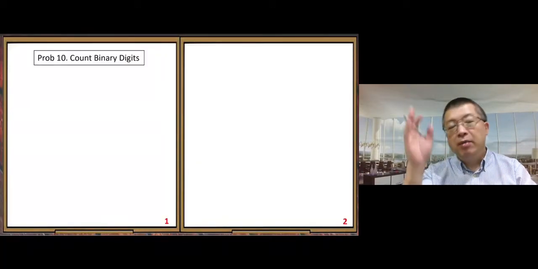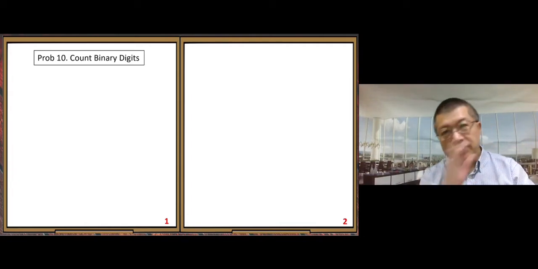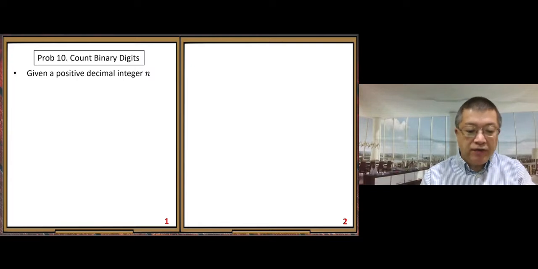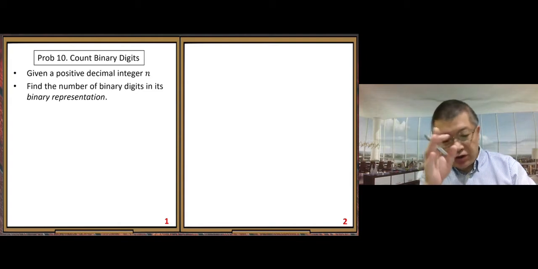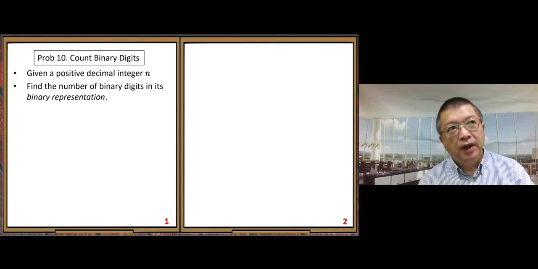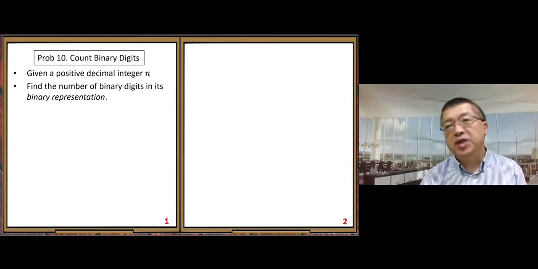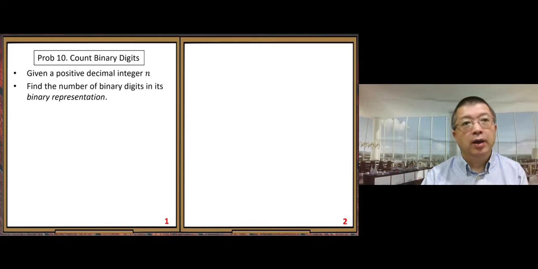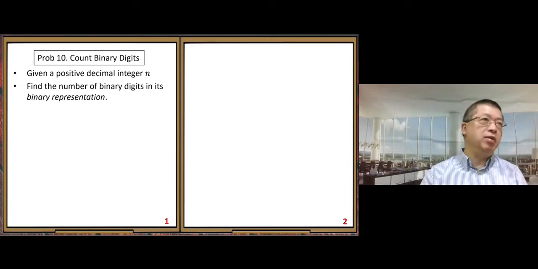Question. Problem number 10. Count binary bits. This question: given a positive decimal integer n, find the number of binary digits in its binary representation. We can do binary conversion. After that, you just count the number of bits in its binary representation. So pretty simple. But here, we want to use the recursive algorithm to solve this problem.